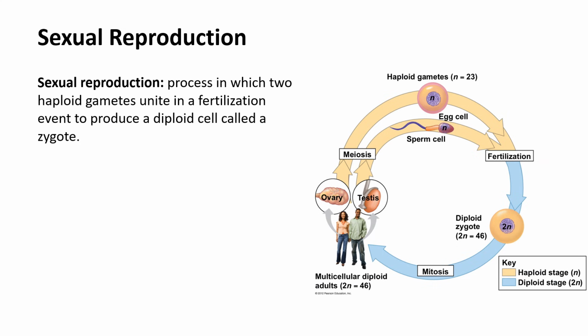This is all key to reproduction. So basically, in sexual reproduction, two haploid gametes will unite to fertilize a diploid cell, or a zygote. So let's look at what's going on here in this diagram, okay? So here we, of course, have a human couple, right? Here is a female with her ovaries and a male with his testes, right?